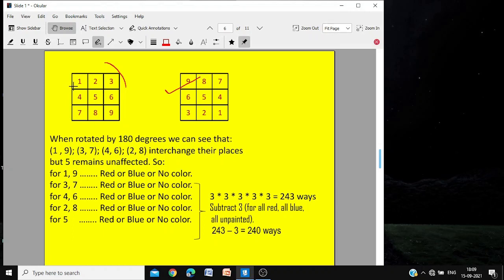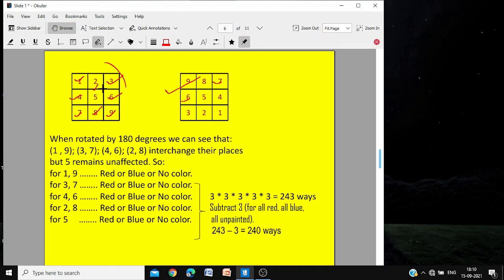So you can see that in order that both may look similar, number 1 and number 9, which was initially here, number 9, must have the same color. Similarly, number 3 and number 7, actually initially here we had 7, they must have the same color. 4 and 6, and corresponding to 4 we have 6, so 4 and 6 must have the same color. 2 and 8 must have the same color.